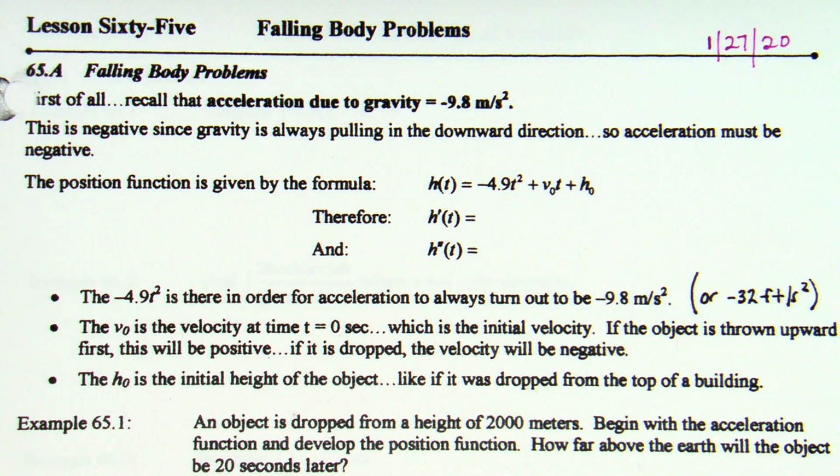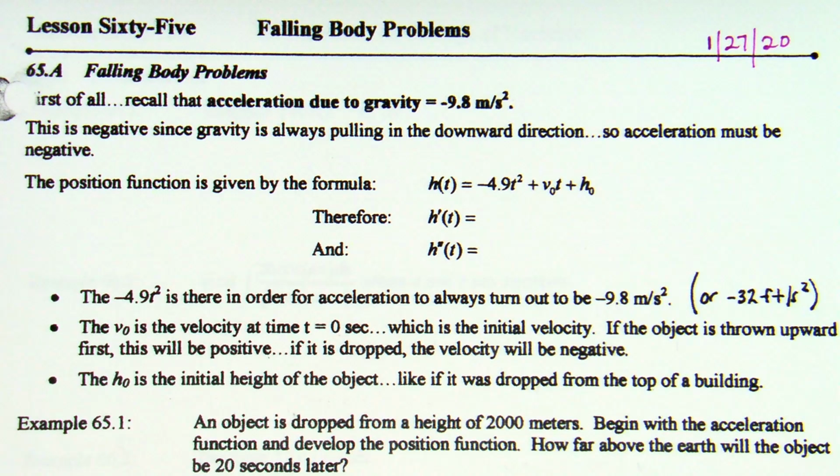Now, position. The position function is given by, so this is a generic formula, h of t equals negative 4.9 t squared plus v naught t plus h naught. Now, v naught and h naught, do you know what that little o means? What should it represent? The initial, right? It just means initial. So h naught is initial height. V naught is initial velocity. But that is your position function.